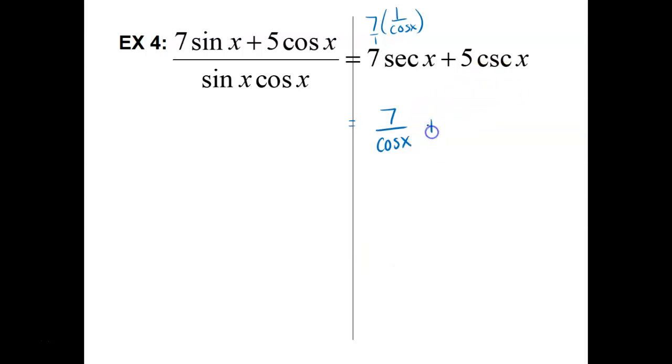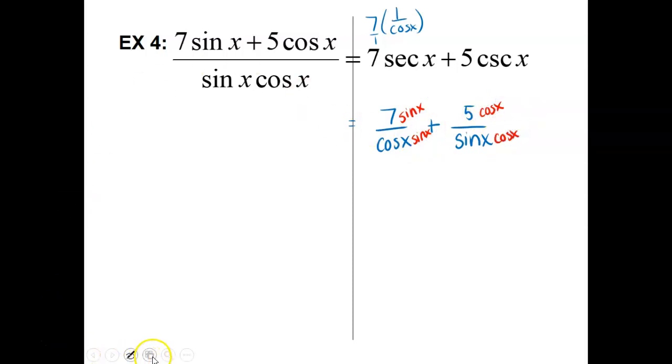All right, and then, so, Richard, for this part, what would you get? 5 over sine x. Good. Okay, believe it or not, we're actually really close to the answer here. So when you've got this, we want to add them together, but we can't add them together unless we have common denominators, right? So, Richard, what would we use for a common denominator? Good, cosine times sine. So that means that here we have to multiply by sine x and sine x. And over here we have to multiply by cosine x and cosine x.